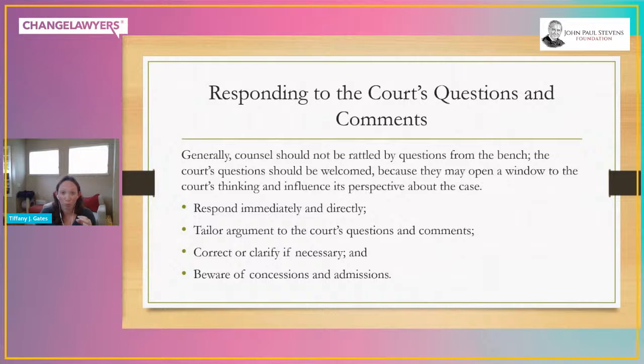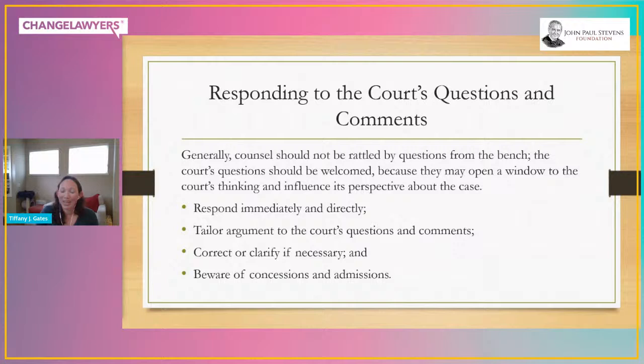And you never want to say something in response like, "I'll get to that." You might get an upset panel or an upset judge if you take that approach, because the fact is, in their mind, you are already there. So saying, "I'll get there later," is not going to be a satisfying answer.